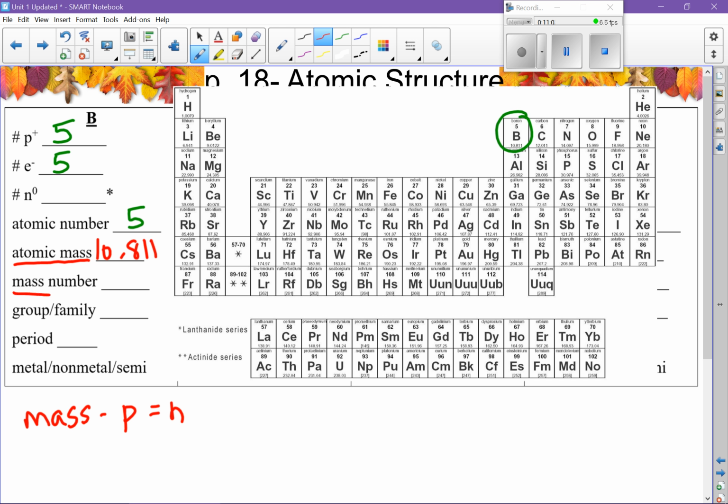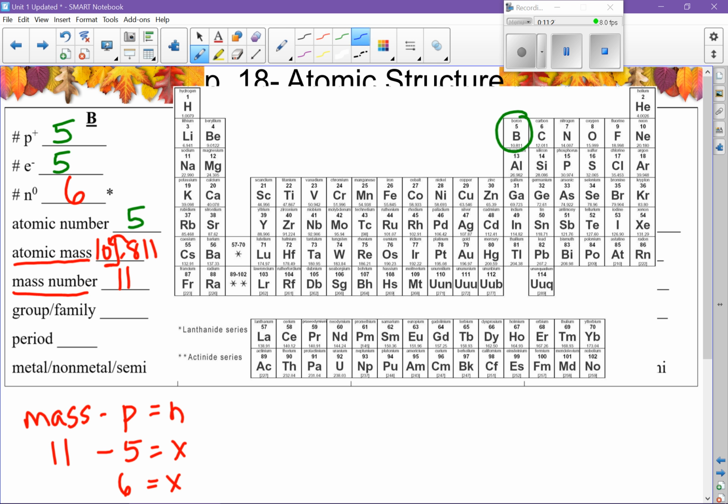In order to make it a mass number, I'm going to round it. To make it a whole number, you round it to the ones place. The 8 is going to make it round up, though. The mass number is 11. Now we've got the mass minus the protons, which was 5. The number of neutrons that this thing has is 6.